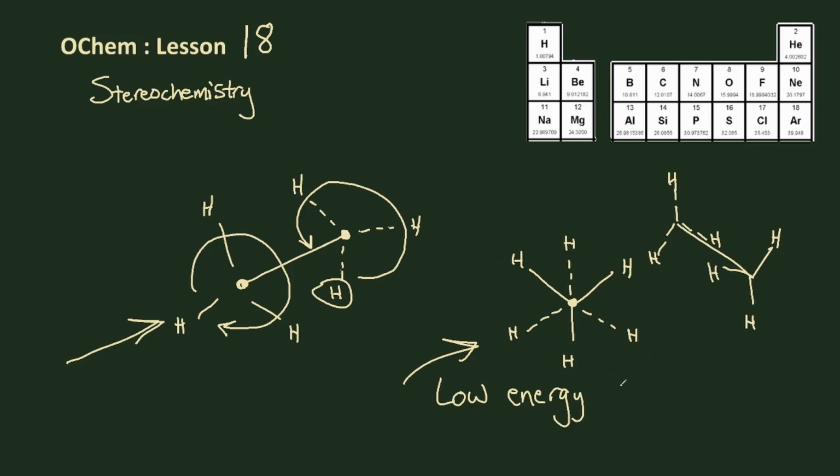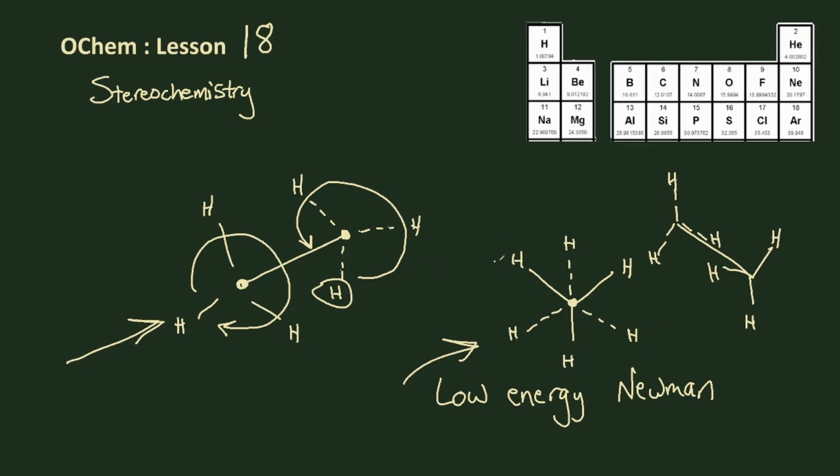This is called Newman projection, not because it's low energy, but because you're looking at it down the pipe, where you can only see the front carbon here, this guy. You can't see this guy behind him. You're looking right down that axle there.